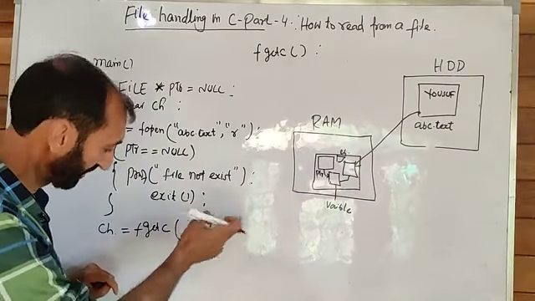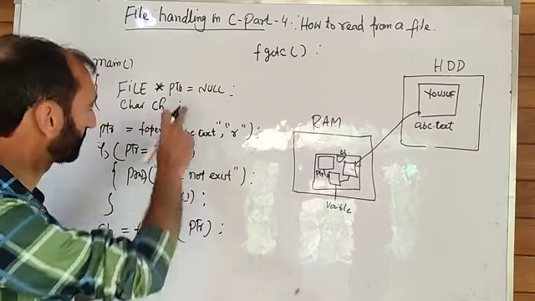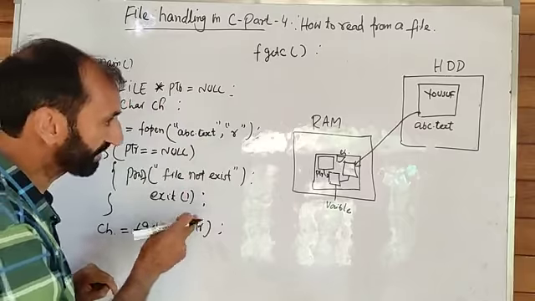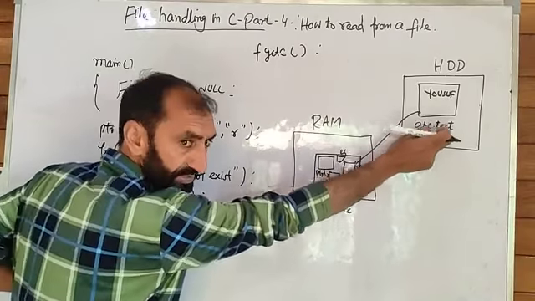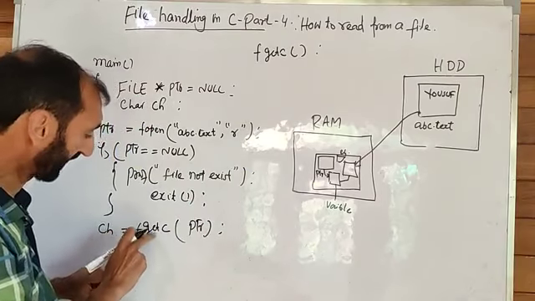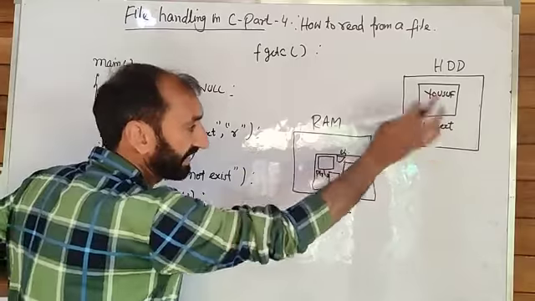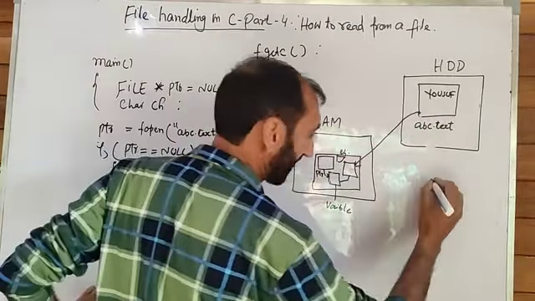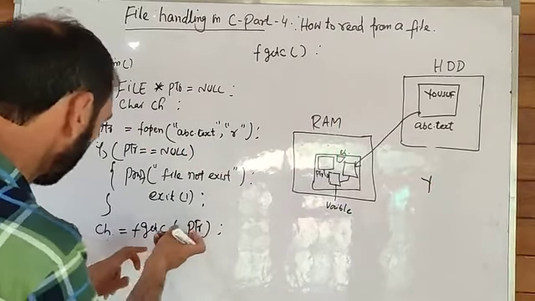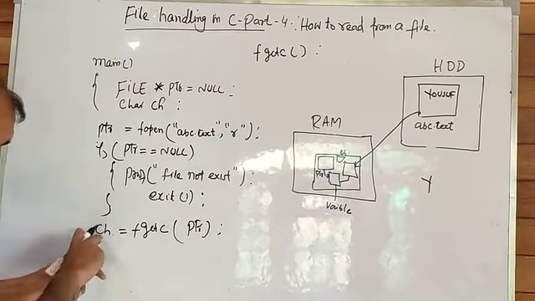From the file whose address is stored in this ptr. That means in this case, ptr stores the address of the file abc.txt. So this fgetc will return the first character, that means y. It will return y, and that y will get stored in the variable ch.